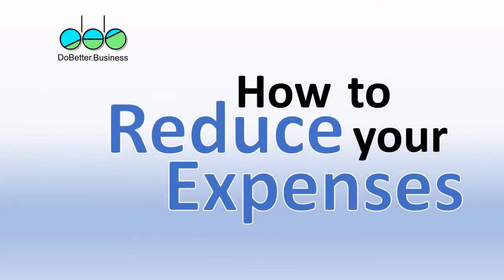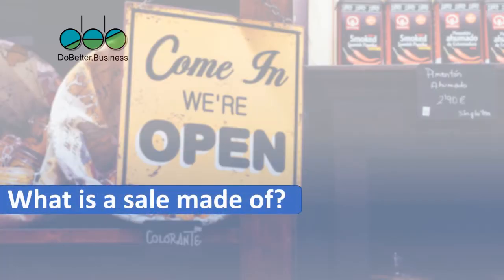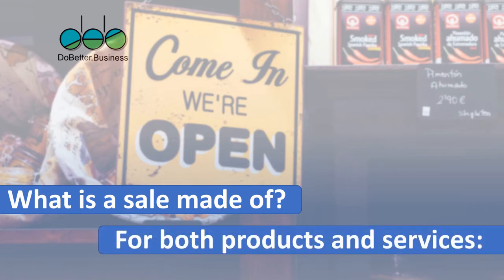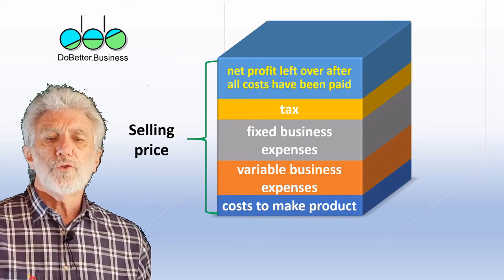And then how do you reduce your expenses to increase your available cash? Well, first of all, let's look at what a sale consists of. And we're going to do this in terms of both products and services. So if you're selling a physical thing or you're selling your services, the same rules apply. There are 5 components to the selling price.